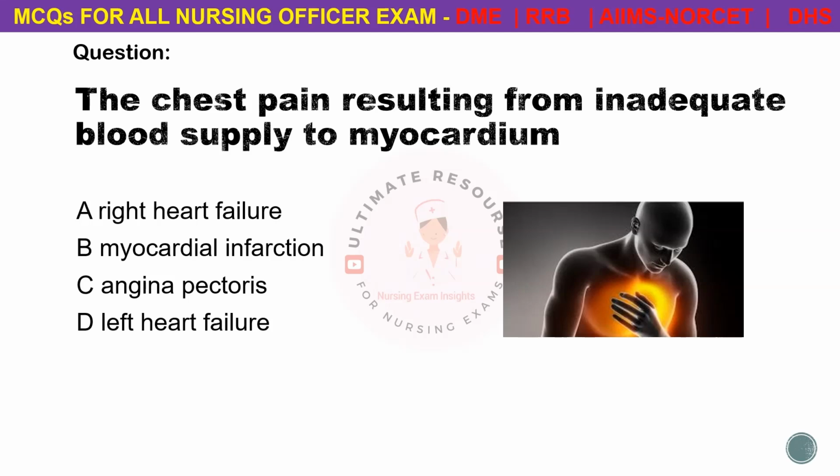The chest pain resulting from inadequate blood supply to myocardium. Options are A. Right heart failure, B. Myocardial infarction, C. Angina pectoris, D. Left heart failure. The answer is C. Angina pectoris.